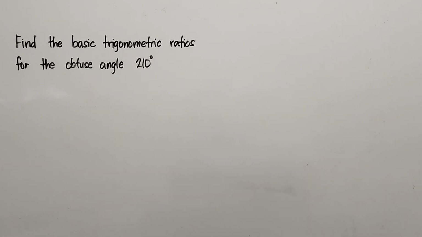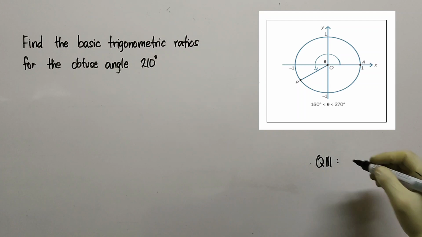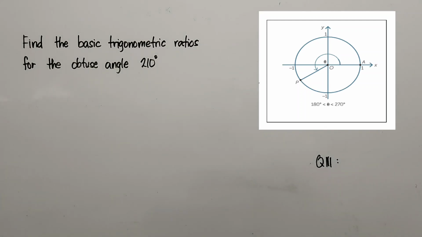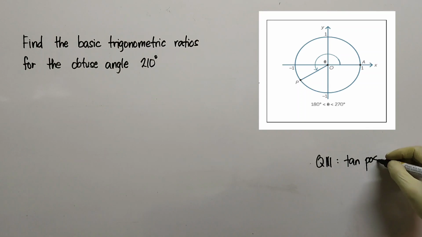Find the basic trigonometric ratios for the obtuse angle 210. For your guidance, try to plot the 210 angle in standard position, and the graph of that angle is found on the right. That angle is in quadrant 3. Remember the expression as "sin tan ko". Quadrant 3, syllable 3 is tan. The tangent is the only positive in quadrant 3.